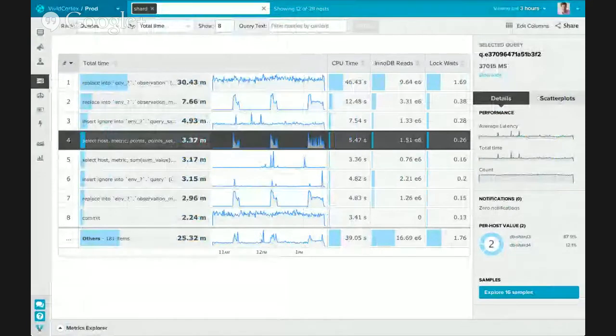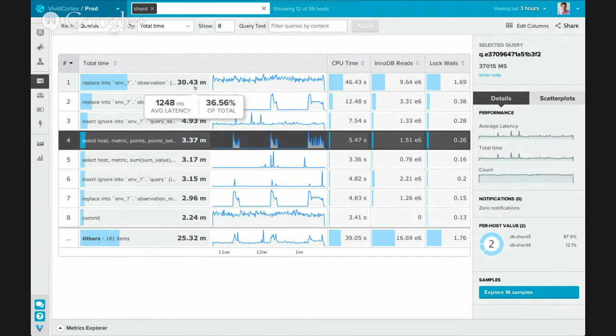Okay. The columns on the right-hand side of this user interface, the CPU time, InnoDB reads, and lock waits columns, are all computed through regression. The screen that you're looking at here is on a series of our production systems, and we're looking at top queries ranked by total time. That is the total time that all of these queries spend inside of the database server, and they're ranked from 1 through 8. The blue bar at the left of the total time column represents the proportion of the query time consumed by that specific query. So for example, this first query, number 1, consumes 36% of the time in the server.